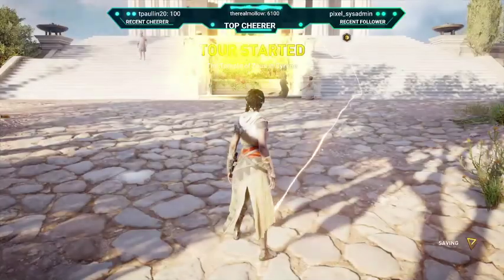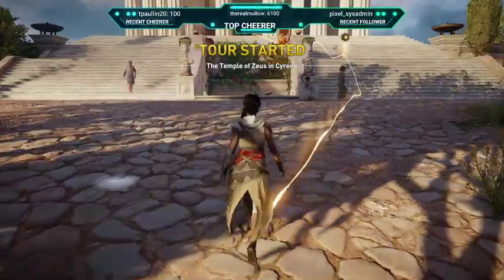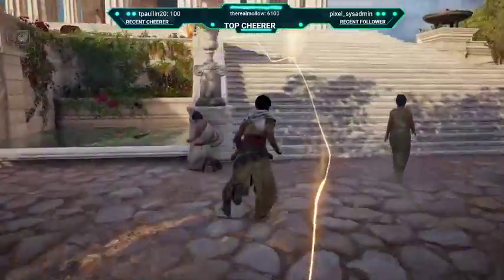Oh, Temple of Zeus. Not Temple of Love. The Temple of Zeus in Cyrene.